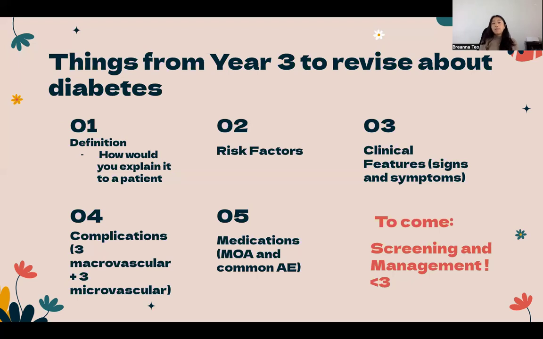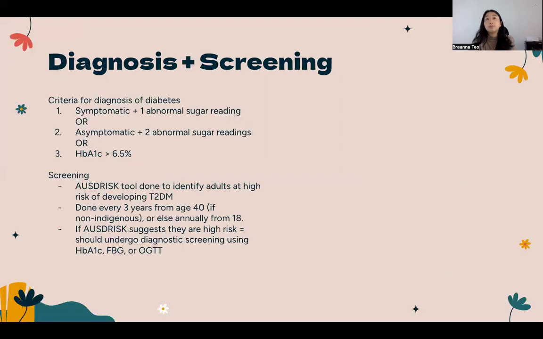Something simple. From third year, we should also know our risk factors, which of course we can split into non-modifiable versus modifiable. We should know our clinical features, our signs and symptoms, our complications, in particular the 3 macro and microvascular ones. These are particularly important to know because we want to make sure that in our GP consults, we're always checking for them, and we're advising them that they should go and check with their relevant specialists or the podiatrist, etc., every year or 2 years, and making sure they're on top of that. We should also know our medications for diabetes as well, and how they work and their common side effects. But we'll go into medication management a little bit here as well.